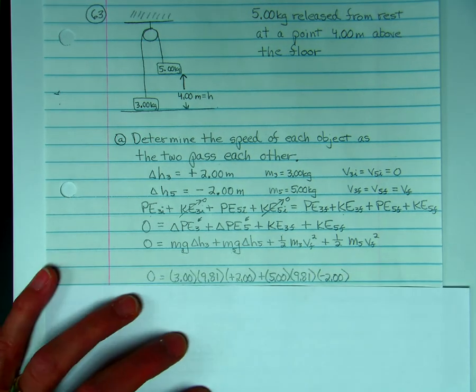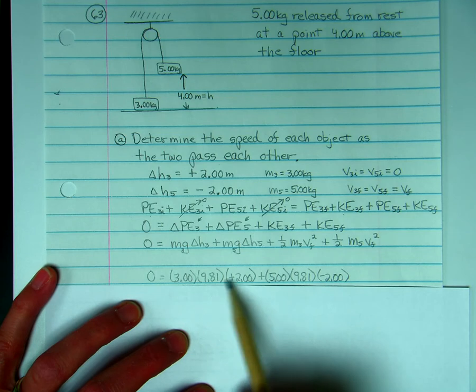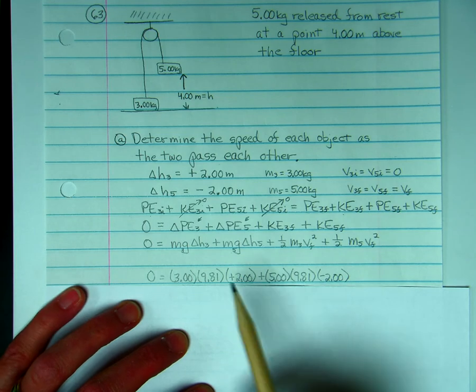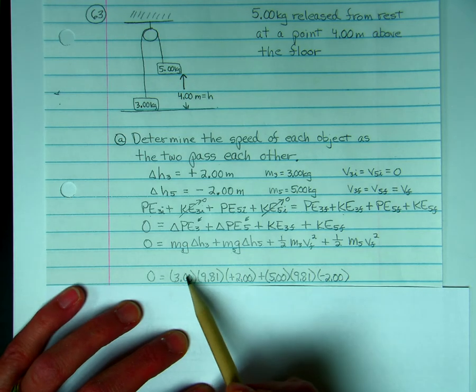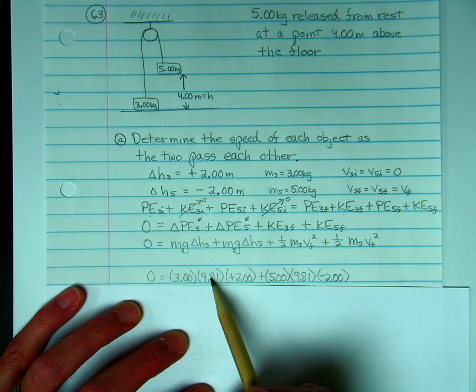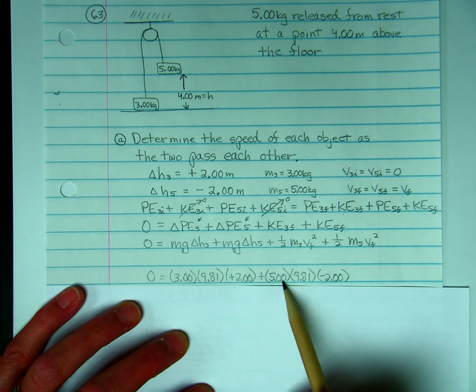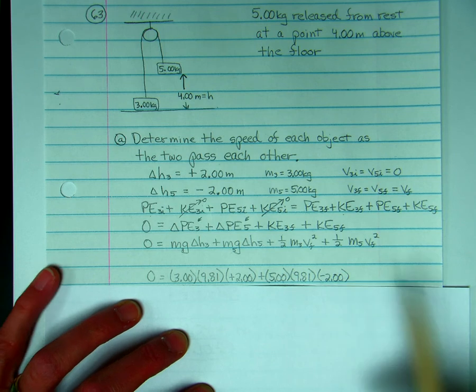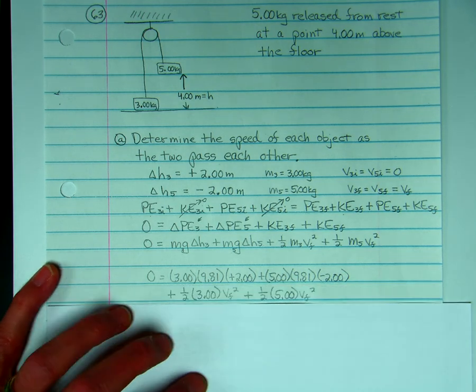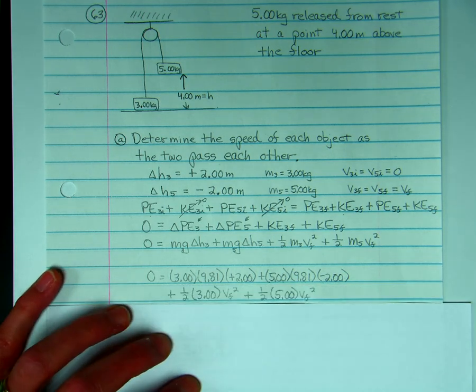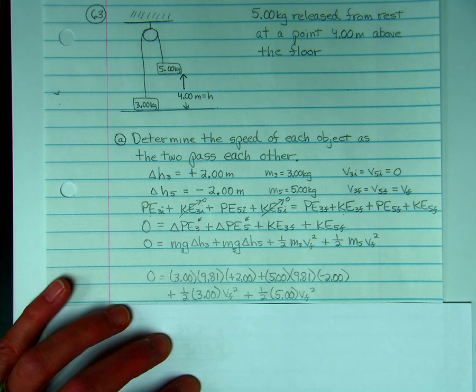Time to put in some numbers. These are the potential energies: the 3 kilograms times 9.81 times the change in height for the 3 kilogram mass, that's a positive 2, plus the 5 kilogram mass times 9.81, and that goes down 2 meters. On the next line, I've put my kinetic energy for each of the masses.